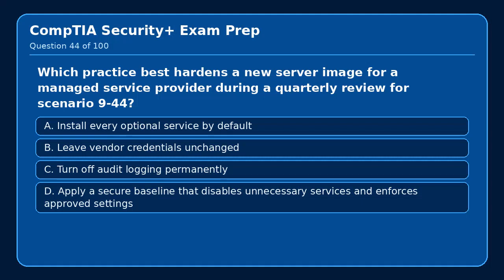Question 46. Why should a city agency separate guest Wi-Fi from internal systems after a recent audit finding for scenario 9 to 46? A. It removes the need for encryption. B. It guarantees all guests are malware free. C. It lets guests administer domain controllers. D. Segmentation limits what guest devices can reach.